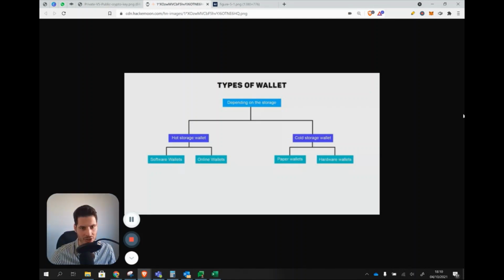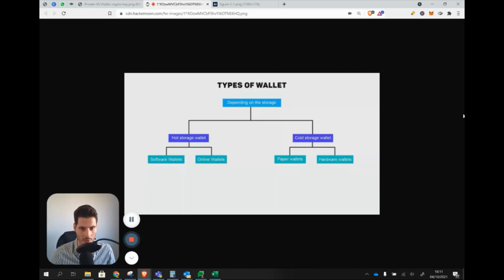Then we go to the type of wallets. Depending on the storage, you have hot storage wallets and cold storage wallets. Hot storage means it's linked to the internet and cold storage means it's off the internet. Then when we go to hot storage wallets, you can think about software wallets and online wallets. Software wallets are software, like an application that you download on your phone or on your computer, and you can store your cryptos in there. An online wallet is a wallet on an exchange or a wallet in your browser, meaning it's 24/7 linked to the internet. Then if we go to cold storage, we have paper wallets.